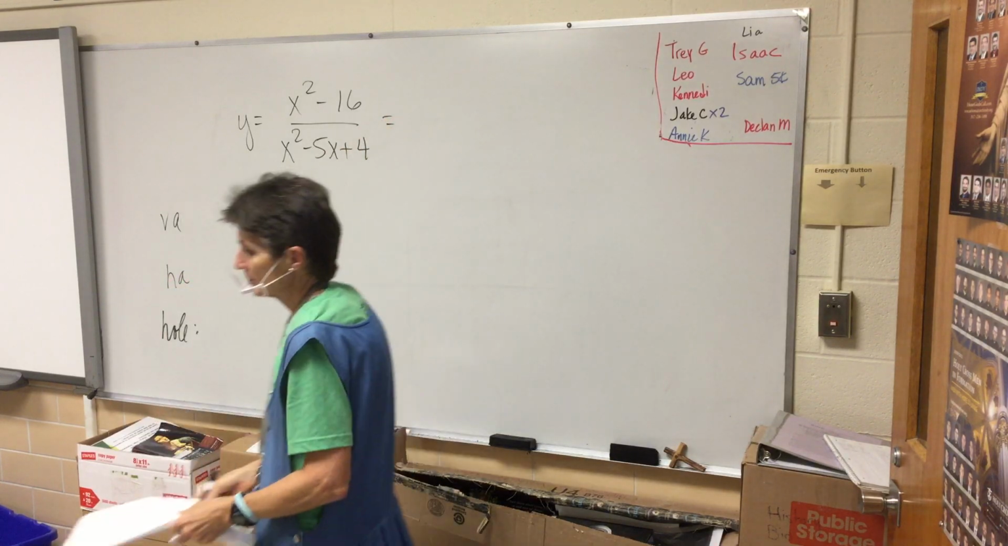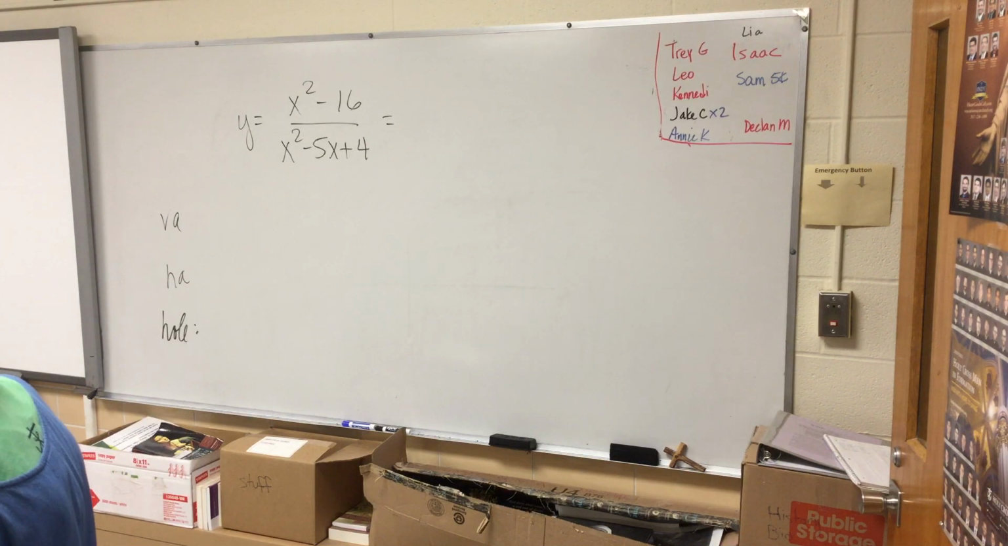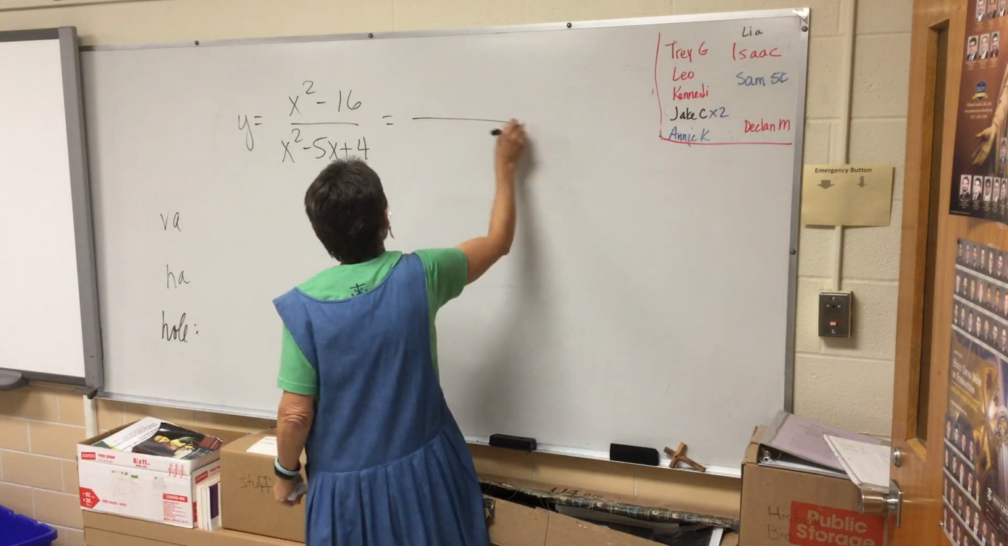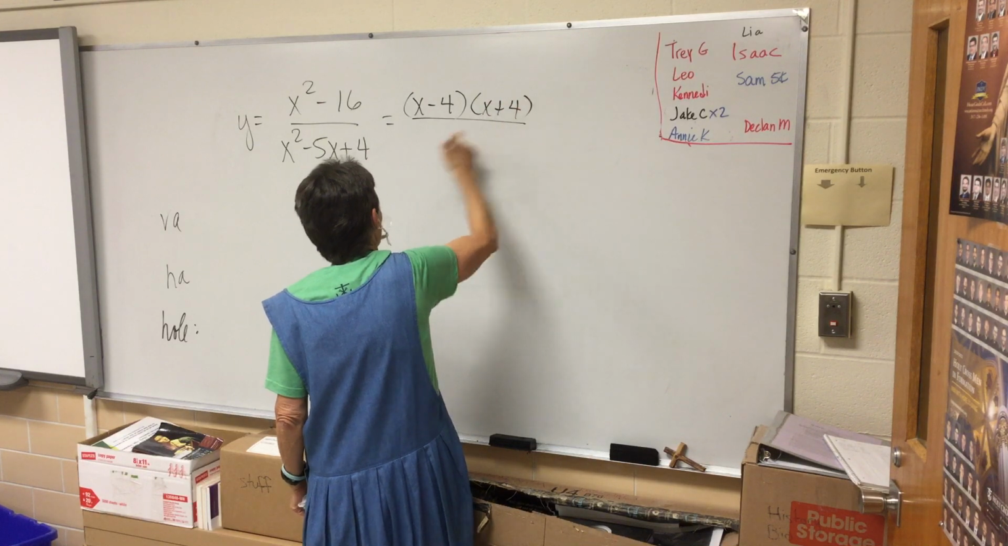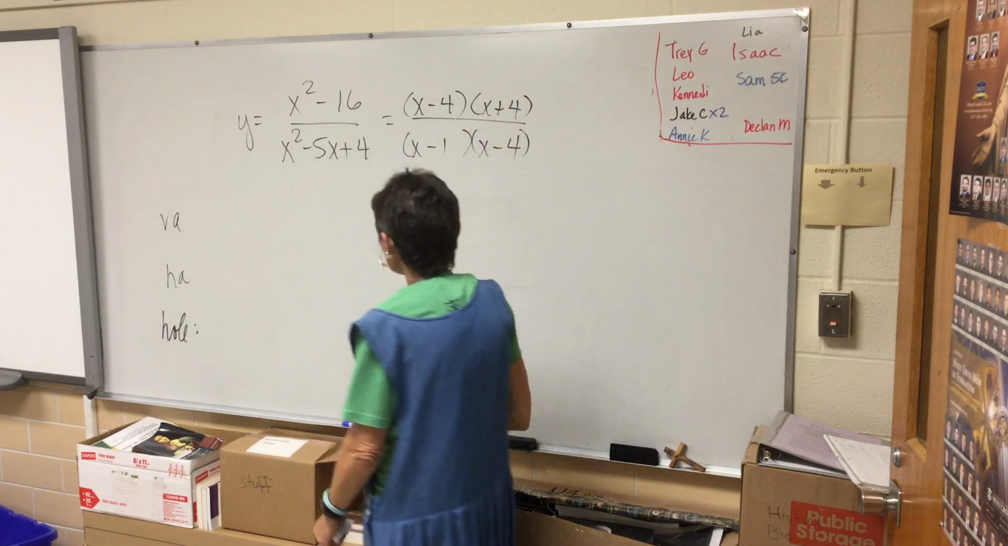So, seriously, you write that down, you immediately think I have to do what? Factor it. You gotta factor it. So how does the top factor? Minus 4 plus 4, perfect. How about the bottom? X minus 1, x minus 4. Minus 1, minus 4, is that okay with everybody?